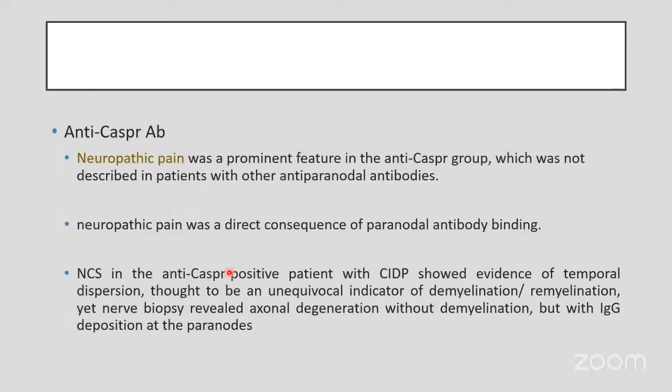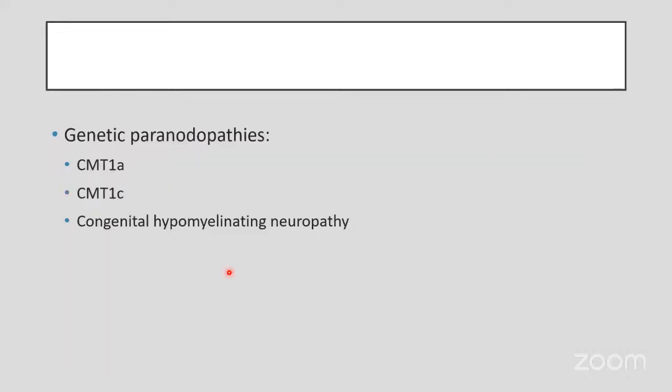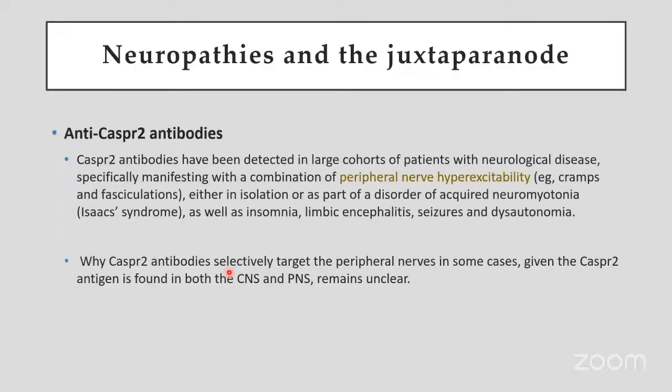Anti-Caspr antibodies, a predominant feature is neuropathic pain, and it is a direct consequence of the paranodal antibody binding. Genetic paranodopathies include CMT1A, CMT1C, and congenital hypomyelinating neuropathy. At the juxtaparanode, anti-Caspr2 antibodies act.